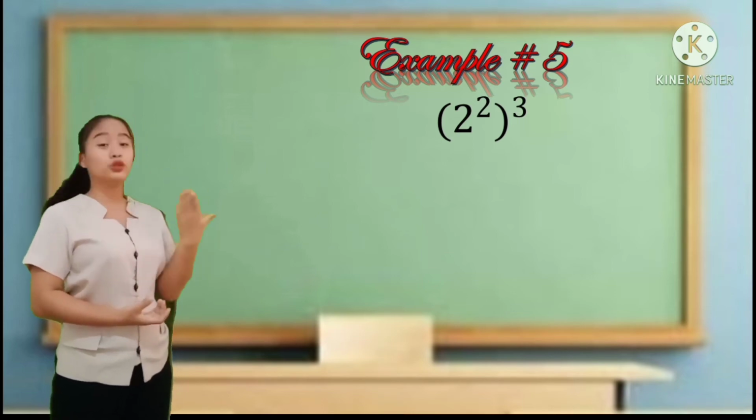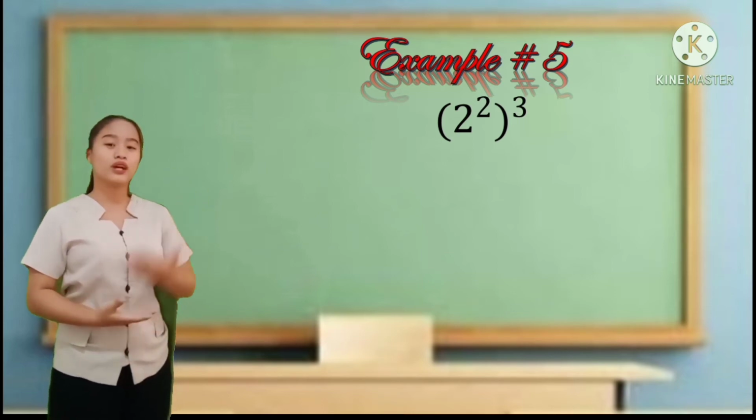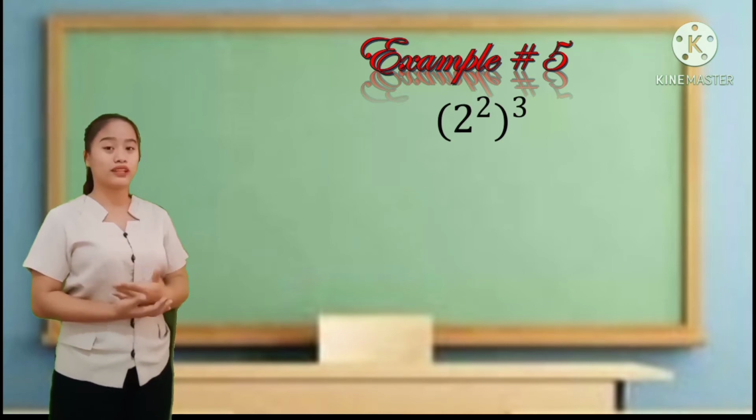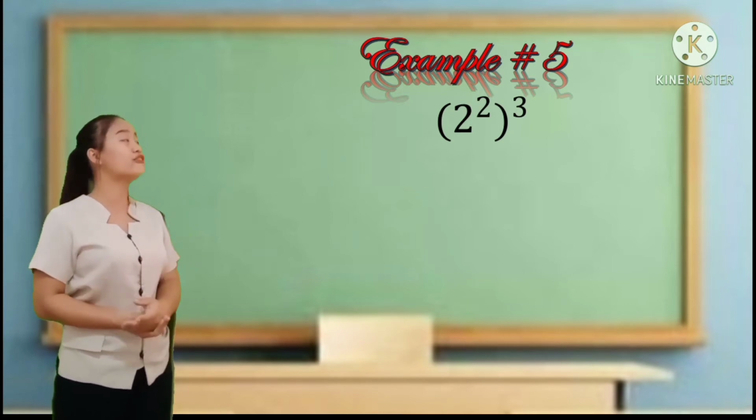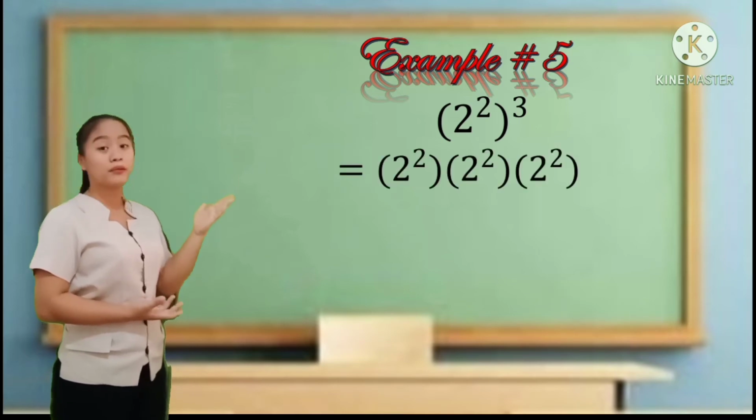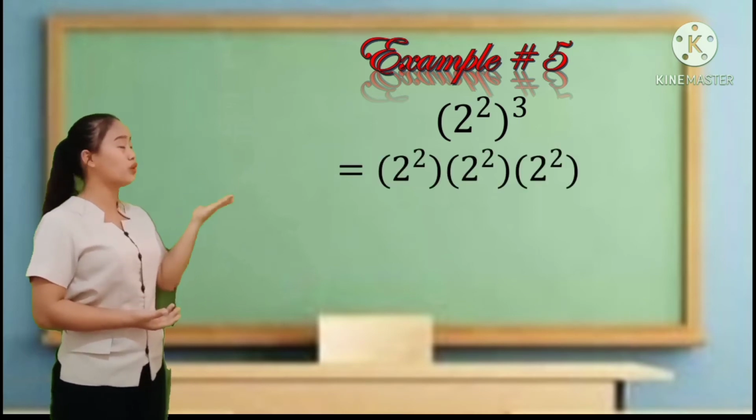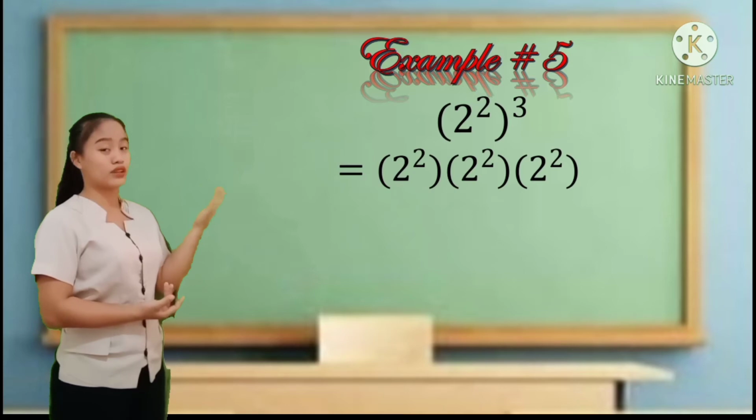Okay, so let's try to solve this example. So we have 2 raised to 2, raised to 3. Now we will use the expanded form. We will expand this term. We have 2 raised to 2 multiplied by 2 raised to 2 and multiplied by 2 raised to 2.